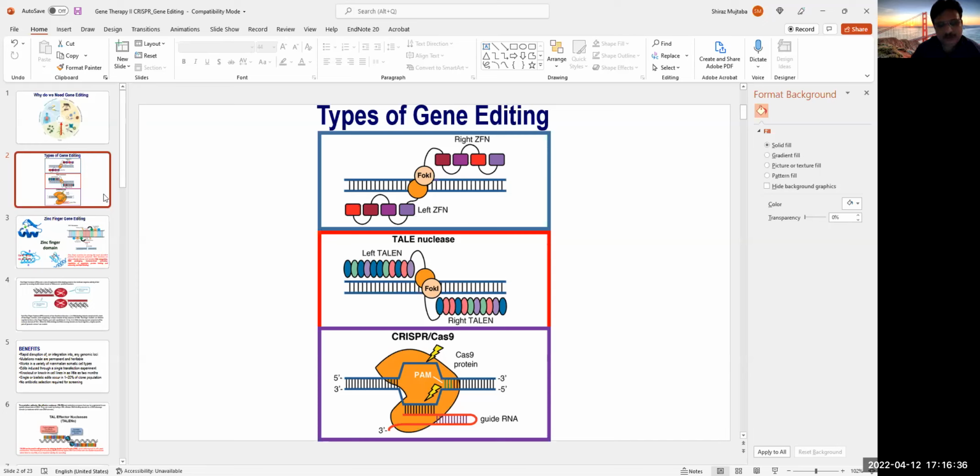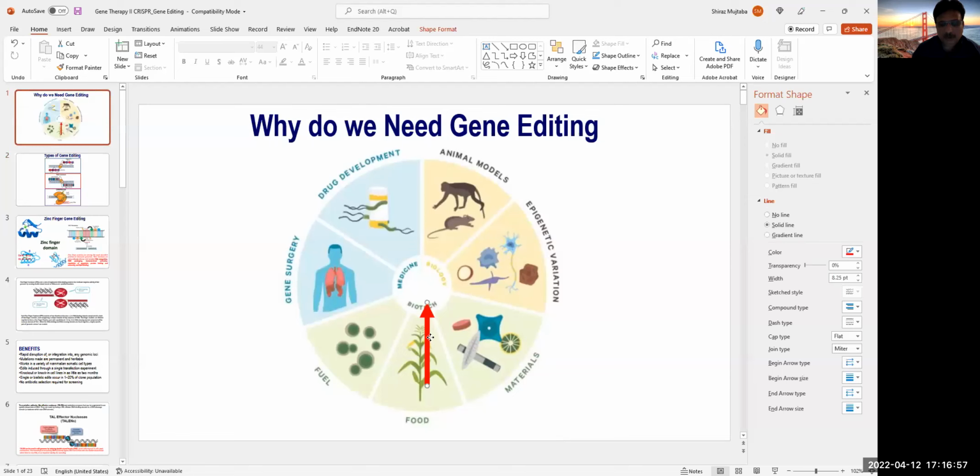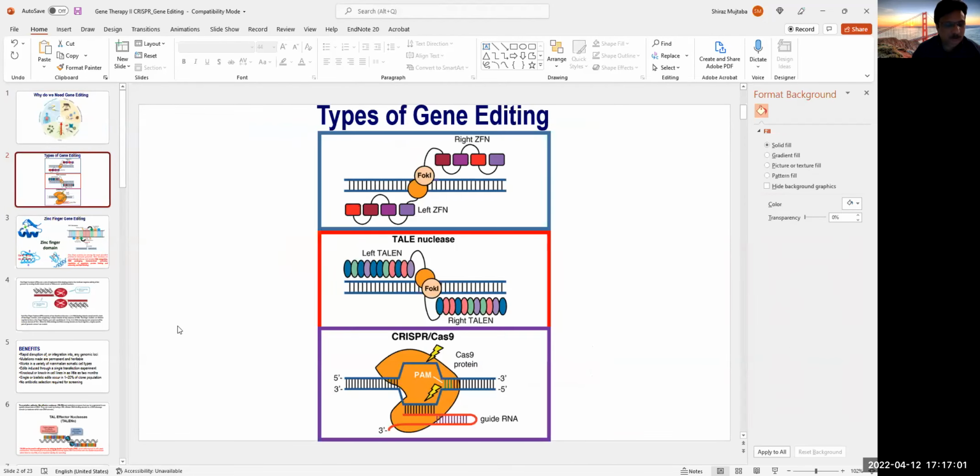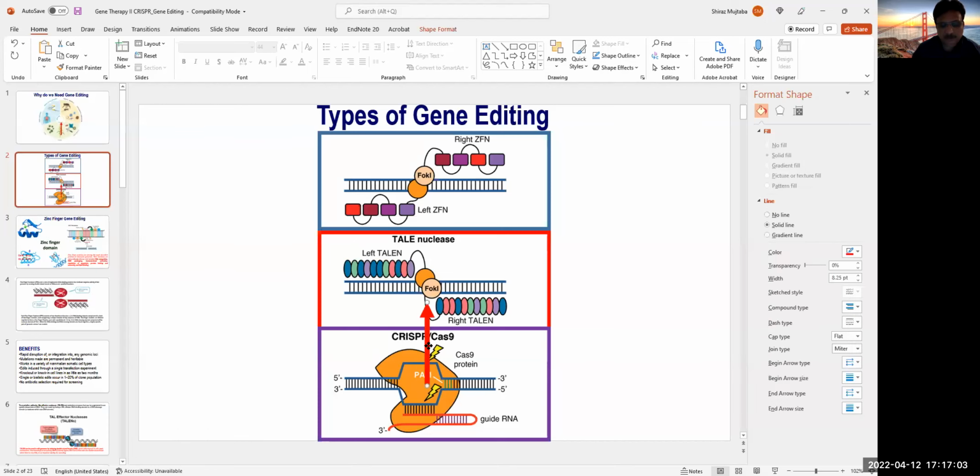But I want to focus this lecture on only those kids or people where DNA nucleotides have been changed. So how to correct that, right? There are three technologies that came into our knowledge to alter DNA sequence.